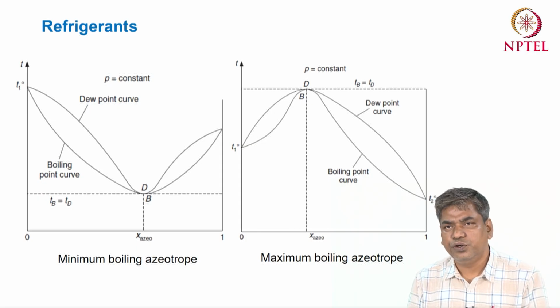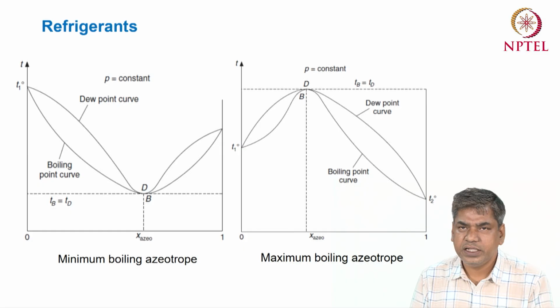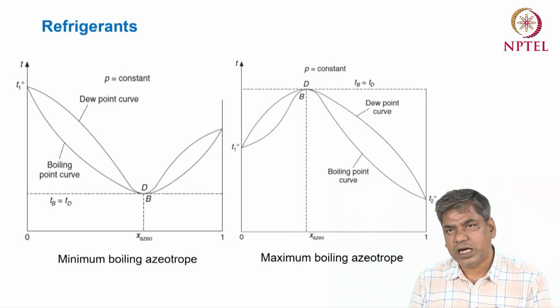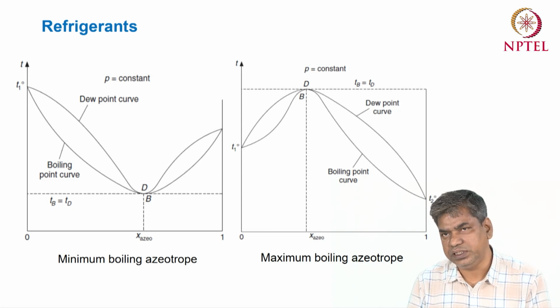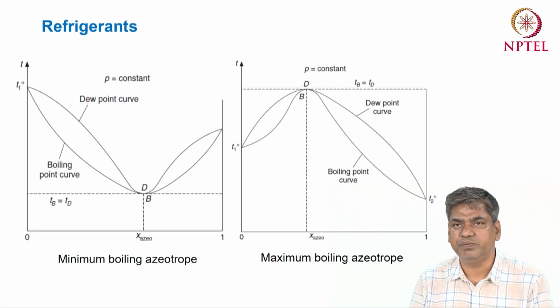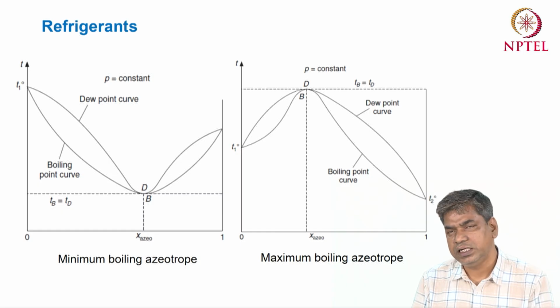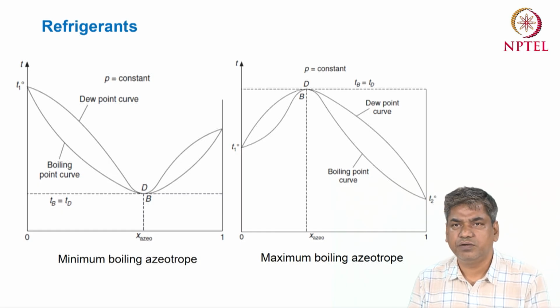Okay. So that means at this composition the start of boiling and end of boiling occur at basically the same temperature, if you maintain constant pressure. So that means that at that composition the refrigerant mixture can behave as a pure refrigerant.